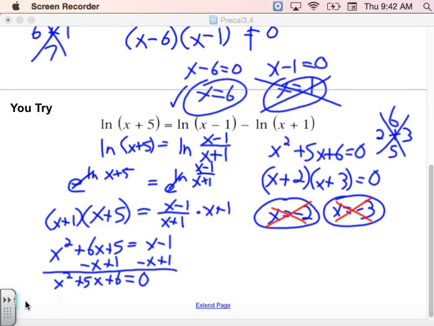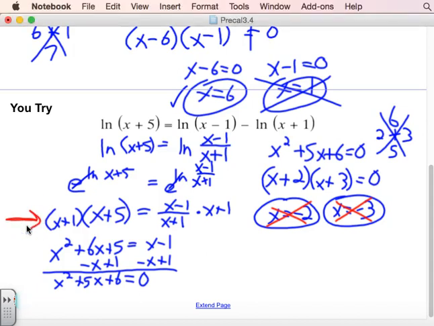On this one, it might be a little bit tricky because you have to use the quotient rule. The tricky step comes right here. This might be new for you, because before I did this step, we had x plus 5 equals x minus 1 over x plus 1. To get rid of this fraction, multiply both sides by x plus 1.